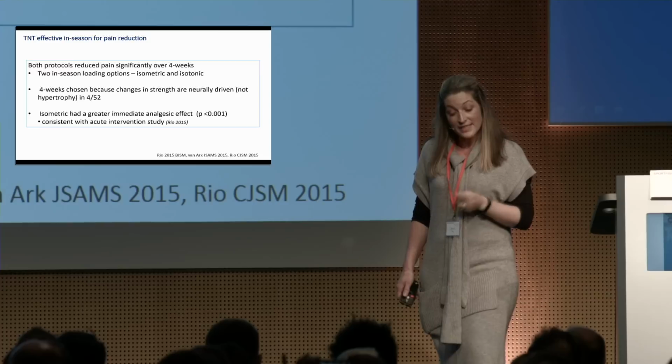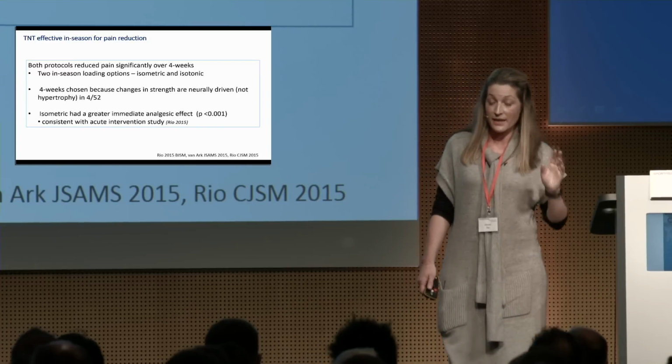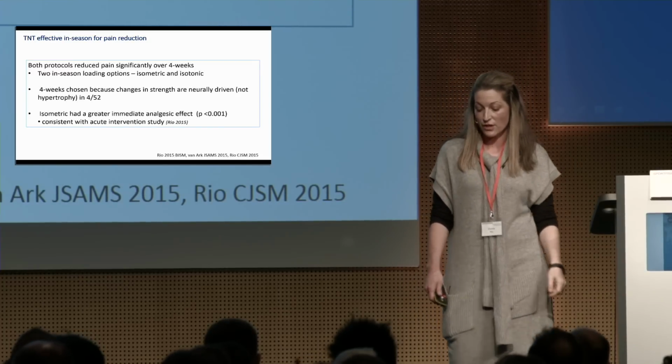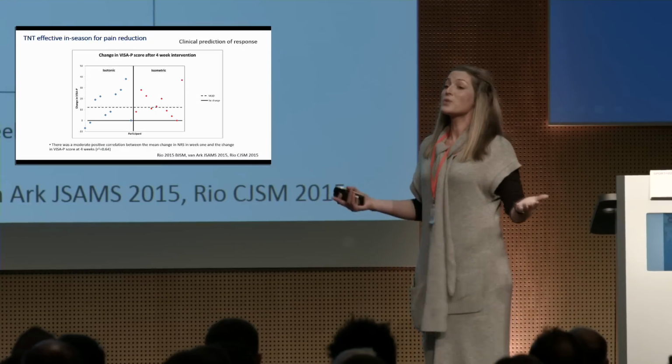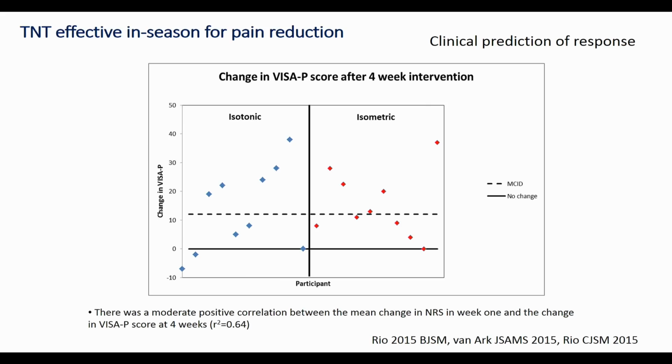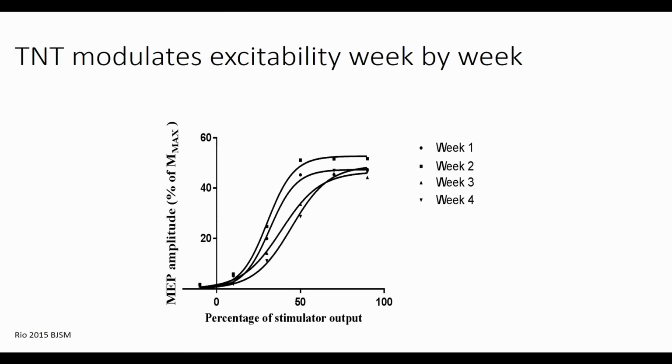The isometrics gave a greater analgesic effect immediately, and I'll talk through that later on this afternoon. So how do I know which one to choose? Your change in pain in the first week was moderately correlated with your change in VISA-P at week 4. So clinically, you could give someone a week of one of the protocols and have a very good indication of whether or not that was going to be the right one for them. You don't have to wait around for 4 weeks.